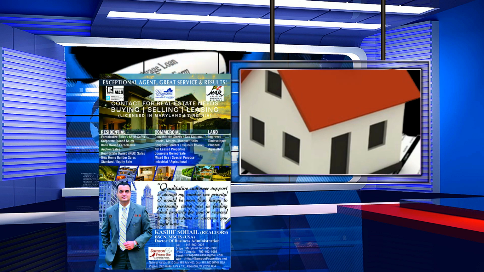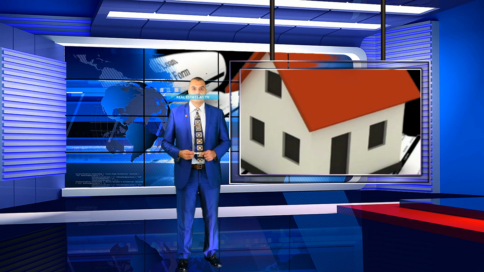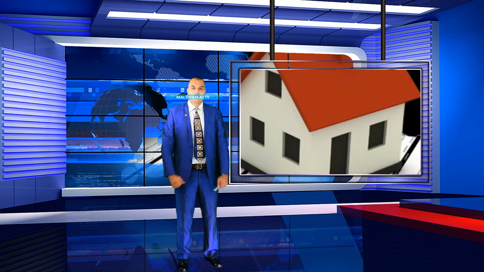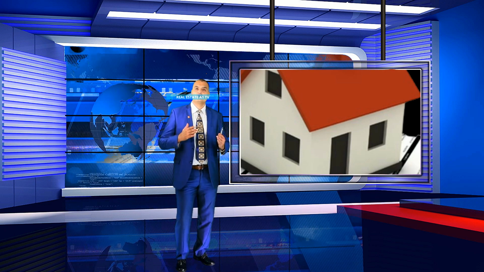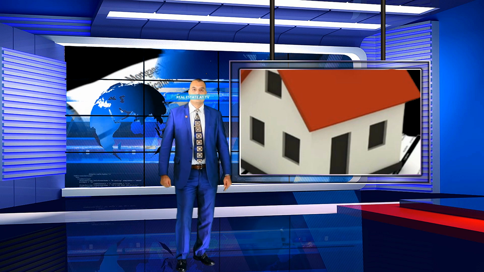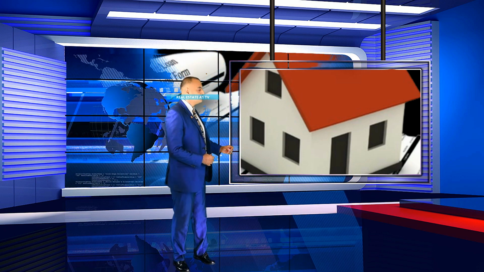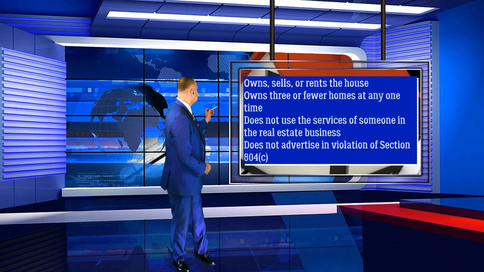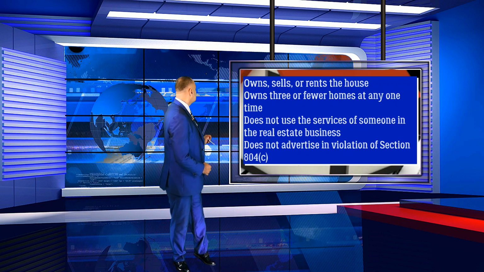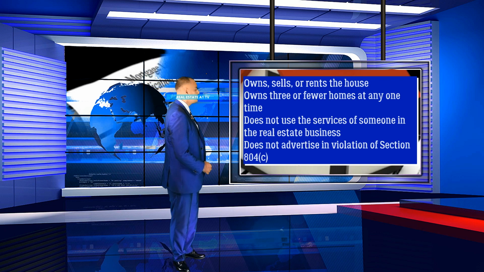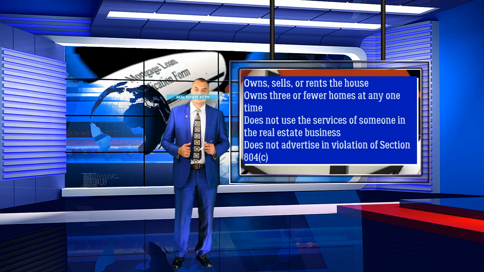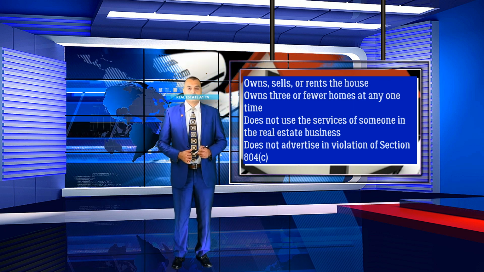Exemptions under the Fair Housing Act. There are some exemptions to the FHA, based on various types of living arrangements and affiliations with certain groups or organizations. The exemptions are outlined here. Single-family houses, if the owner owns, sells, or rents the house: owns 3 or fewer homes at any one time, and does not use the services of someone in the real estate business.